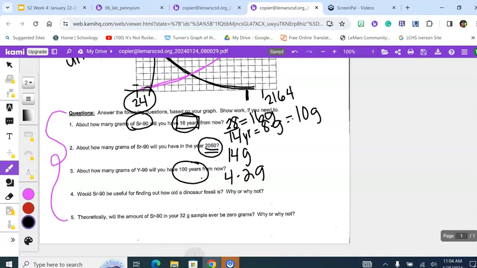Okay. Now, SR22 has a 28-year half-life. Now listen, all I'm trying to get you to do here is just use some critical thinking skills, some prediction skills. So SR90, would it be useful for figuring out how old a dinosaur fossil is? Why not, Ian?